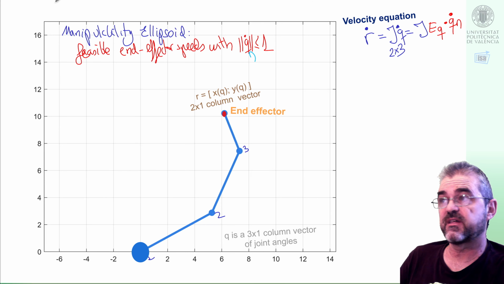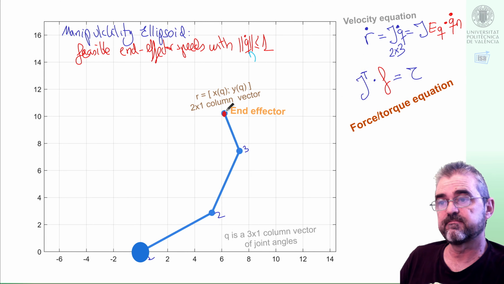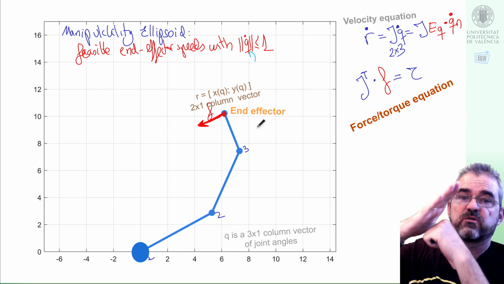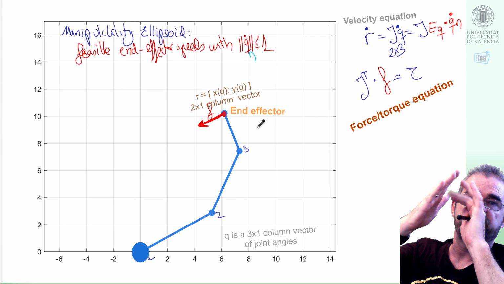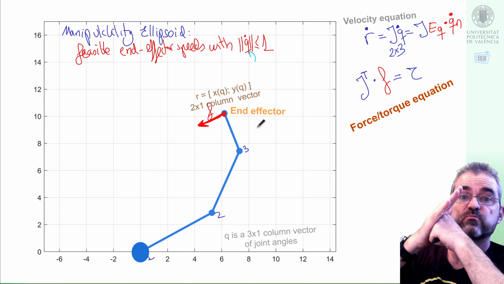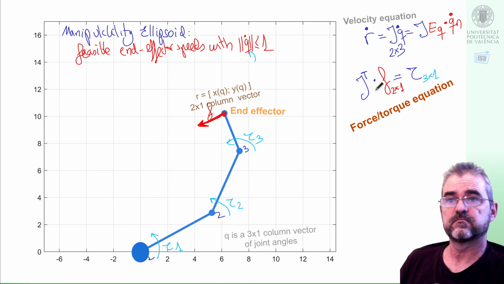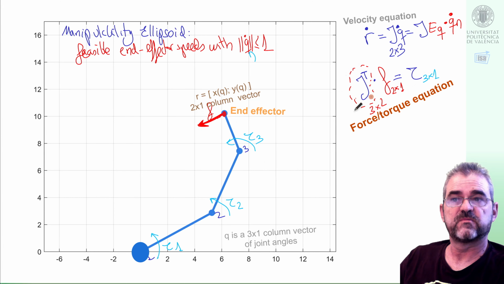We also saw that if somebody exerted some force at the end-effector and we wished to counteract it, without robot movement, then the torques at each of the joints, torque 1, torque 2, torque 3, to counteract this force which has two components, x, y, the needed torque has this expression. So indeed the Jacobian transposed is 3 times 2.